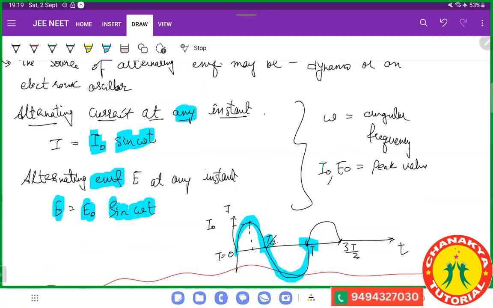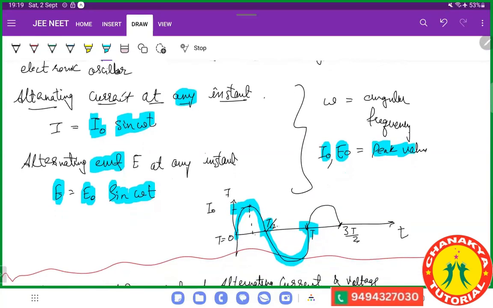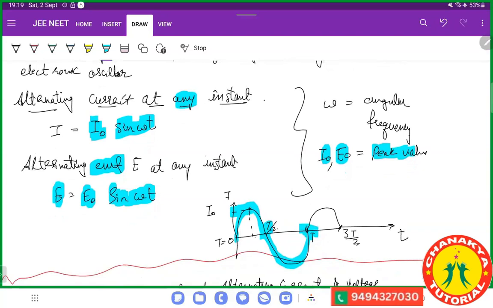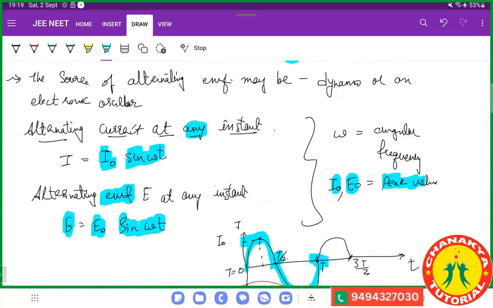And here I naught and E naught are the peak values. Peak value means a maximum value which is possible by the current element or this voltage EMF element.